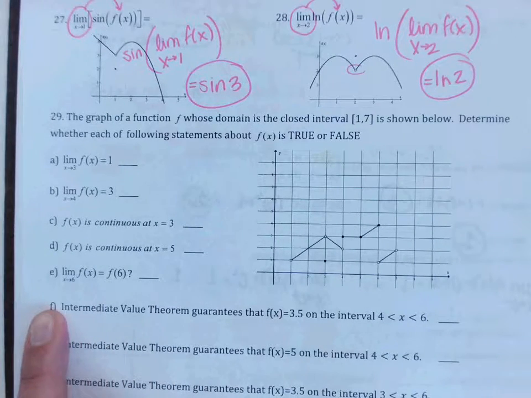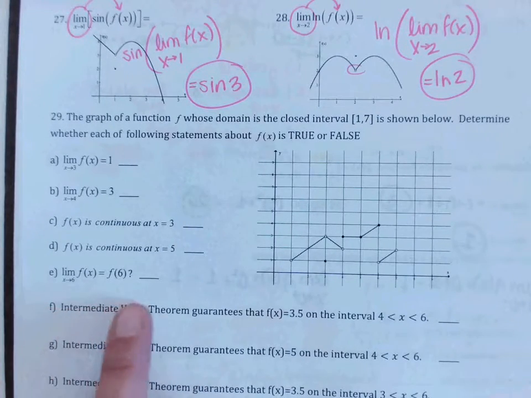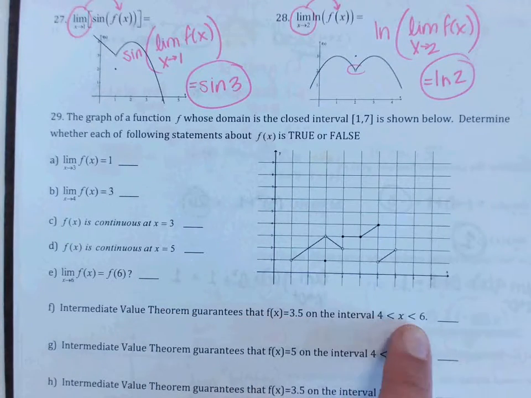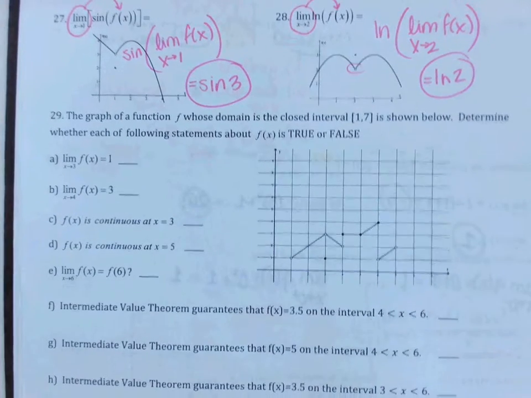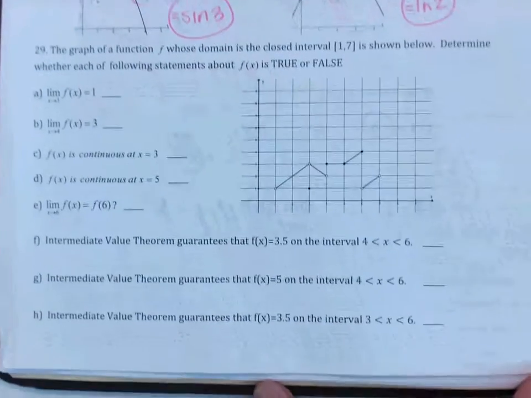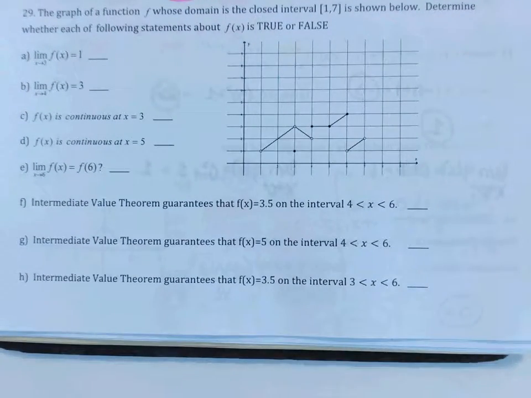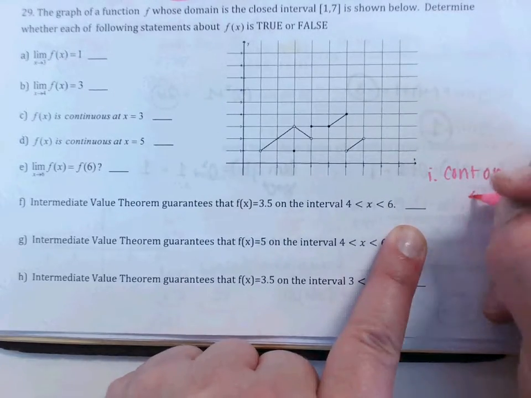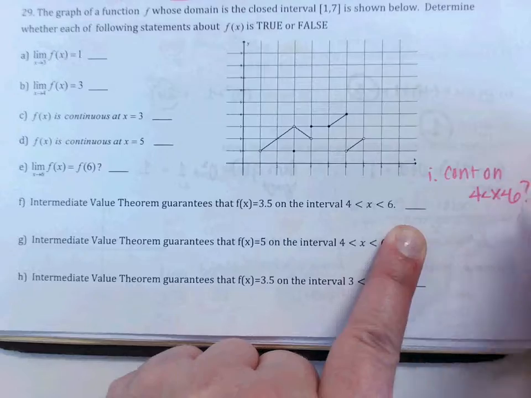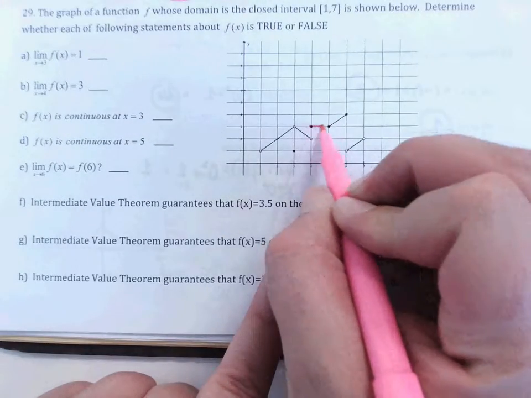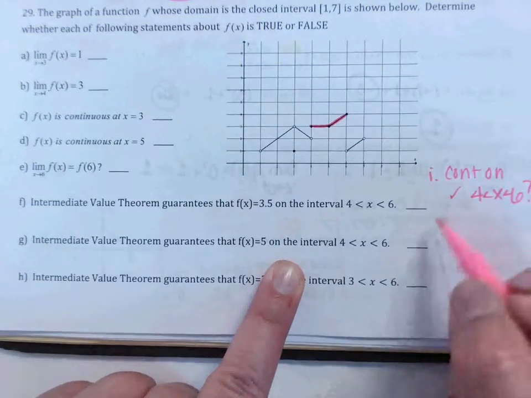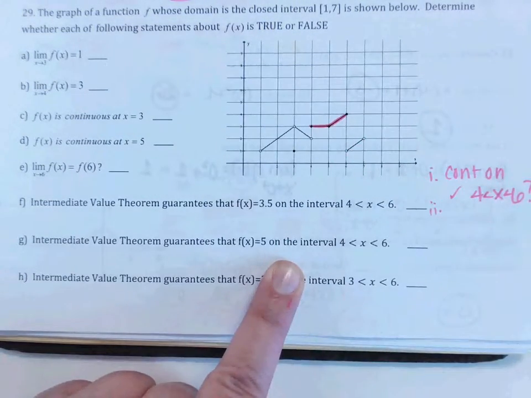Okay, so you're doing true or false. It says the intermediate value theorem guarantees f of x has to equal 3.5 on the interval from 4 to 6. What is the first thing you should check? Continuity, oops, I just told you. For IVT, it has to be what kind of function? Continuous. So the first thing I'm going to check is, is it continuous on 4 to 6? Here's 4 to 6. Was it continuous the whole time? Check.